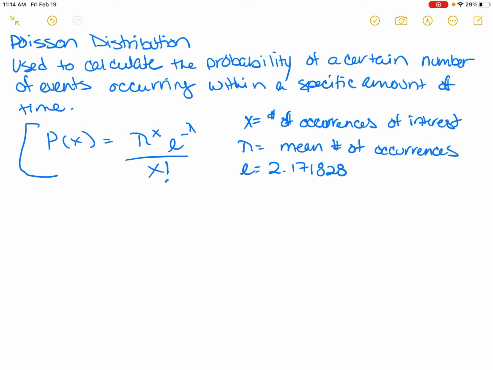So let's talk about the example that's given in your book. I'm in section 5.3, and there's a great explanation of the Poisson process in this section, so I strongly suggest that you read it.